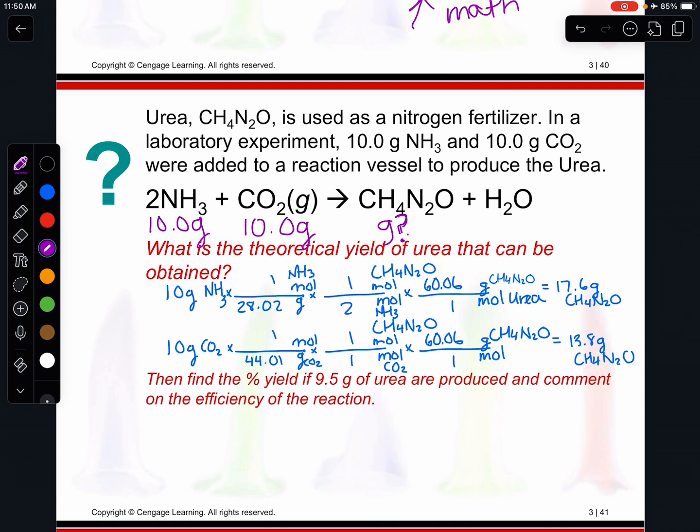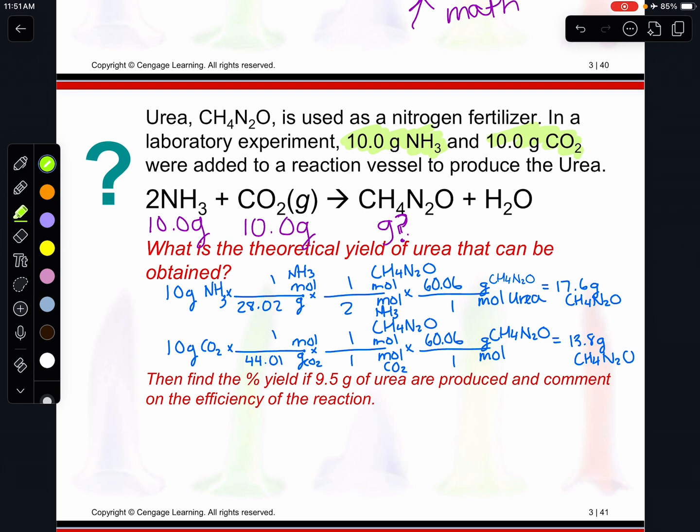All right, since this is a lot of writing in these ones, I have this written out for you and we can kind of talk through it. So what we're looking at here is urea, which is given to you as CH4N2O, and it is used as a nitrogen fertilizer. And the data provided in the problem says 10 grams of the NH3, which is ammonia, and 10 grams of our CO2.